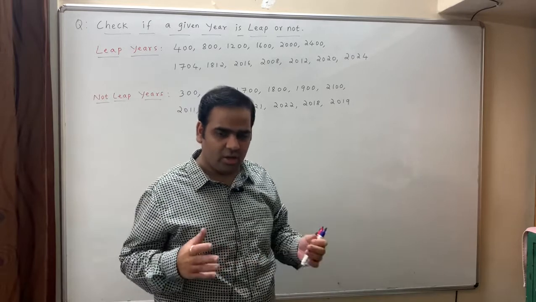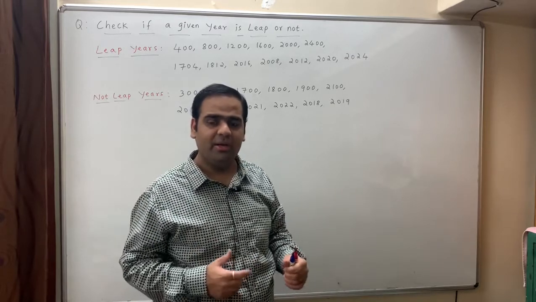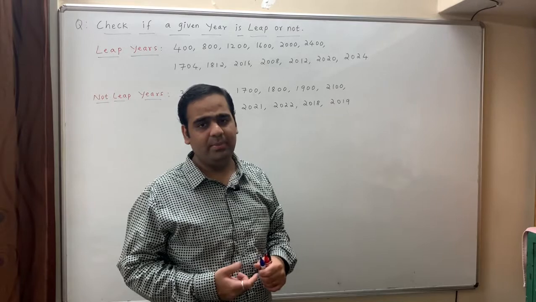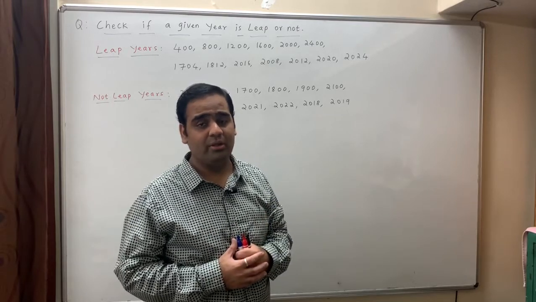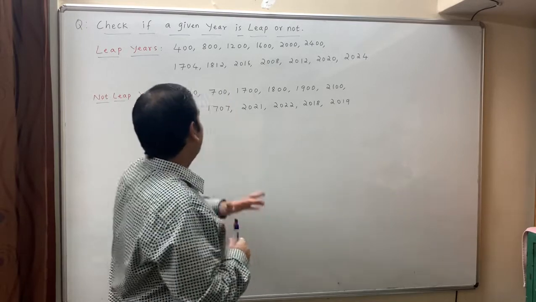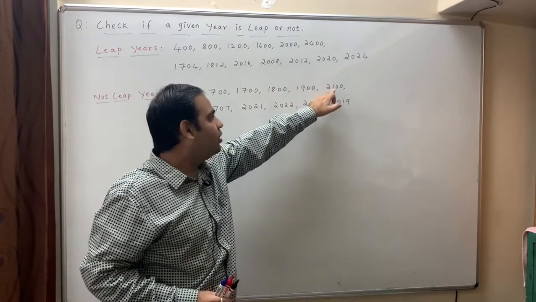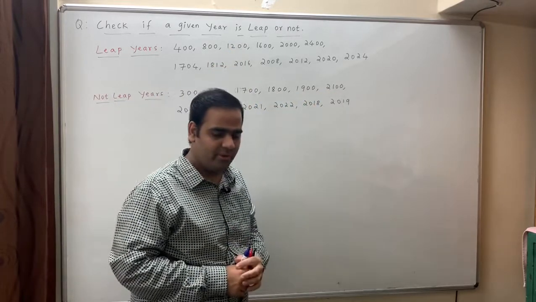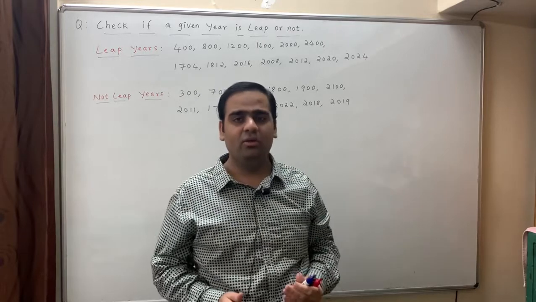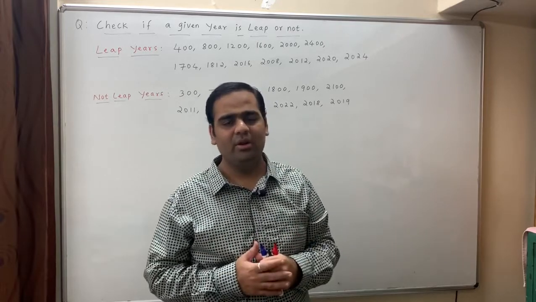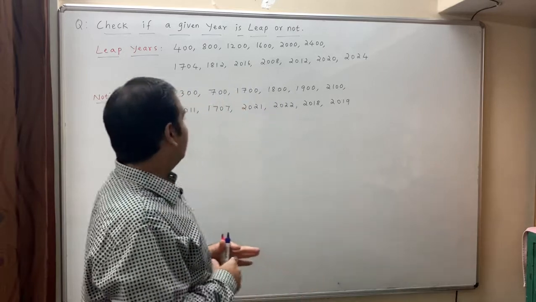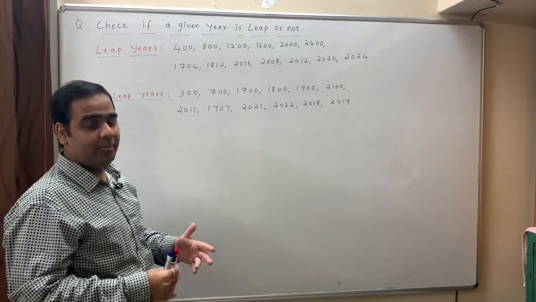Therefore, we cannot conclude that whatever is divisible by 4 is a leap year and what is not divisible by 4 is not a leap year. Why? Because 1200 is also divisible by 4, and 1800 or 2100 is also divisible by 4. Hence, we cannot conclude that whatever is divisible by 4 is a leap year. It may be a leap year or may not be a leap year.